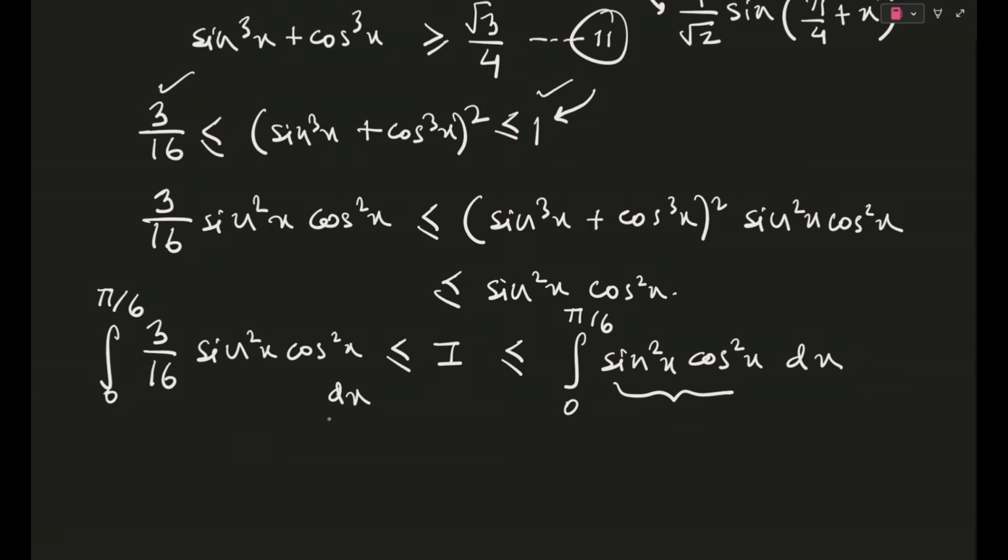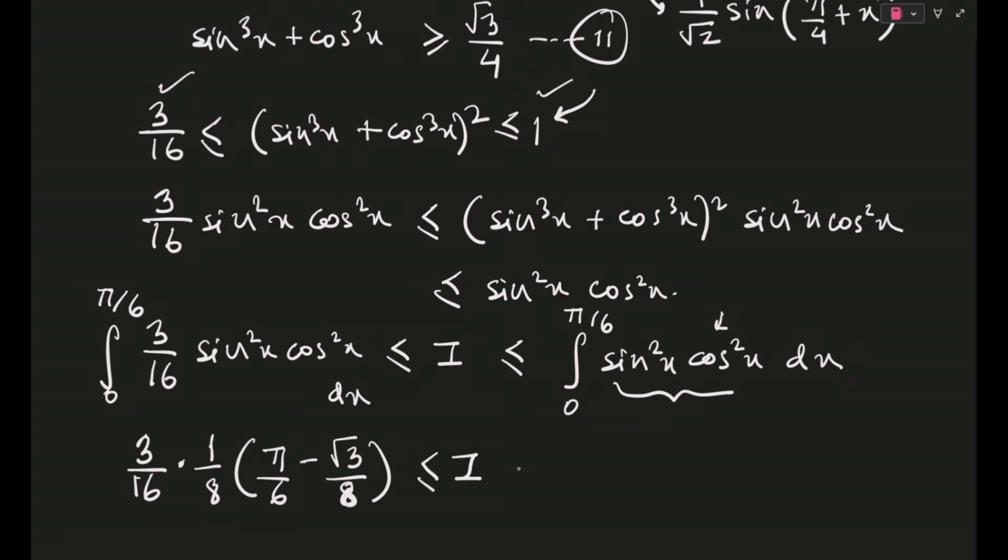So guys, I am writing out the result, whatever will come. So actually you can understand, right? 0 to pi by 6, if we ignore this 3 by 16, if it was not there, actually both would have been the same. So this part will be 3 by 16 into actually this part. So this would come out to be 3 by 16 into 1 by 8 times pi by 6 minus root 3 by 8. This would be less than or equal to I and less than or equal to 1 by 8 times pi by 6 minus root 3 by 8.